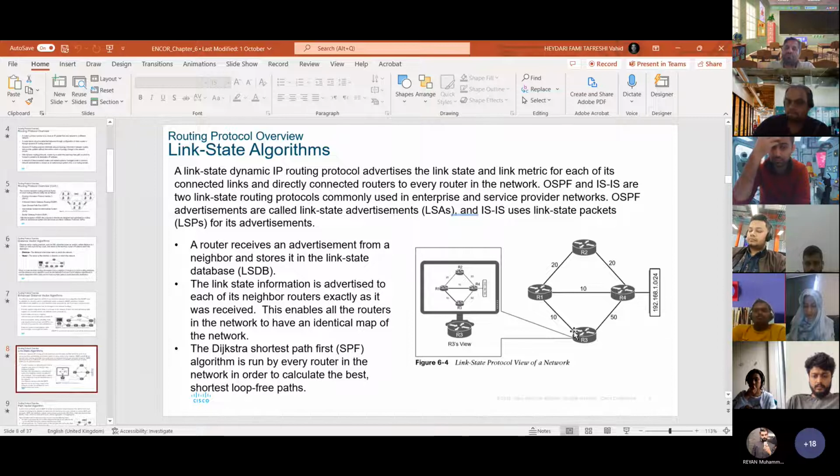If it was RIP, routing information protocol, then the best path would be this one, because you have the least number of hops to get to that destination. Whereas OSPF says that the shortest path happens to be this way.